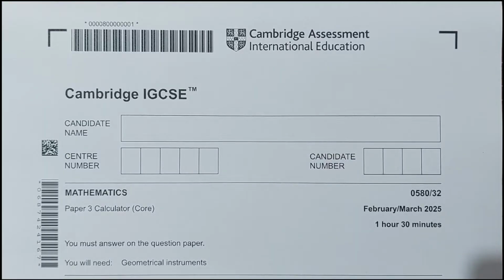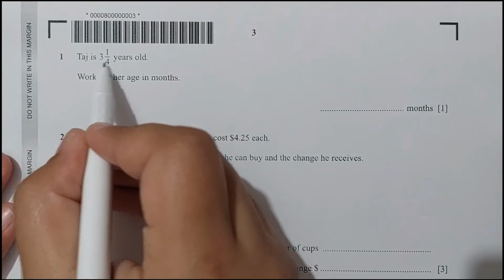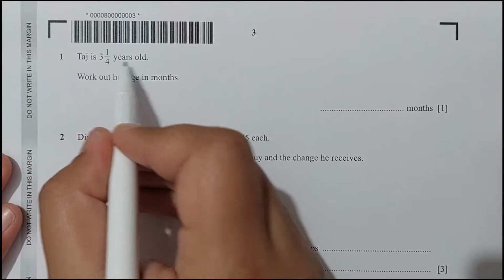Hi everyone, in this video I am going to solve Cambridge IGCSE Mathematics Paper 3 Core, which is a calculator paper, from the February-March 2025 session, Paper 3-2. Now you are given the list of formulas, so no need to memorize it. In both IGCSE core and extended, you are given the list of formulas.